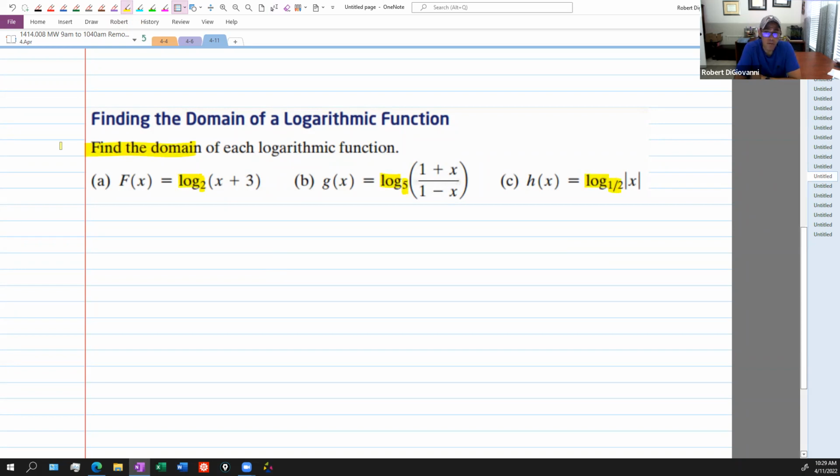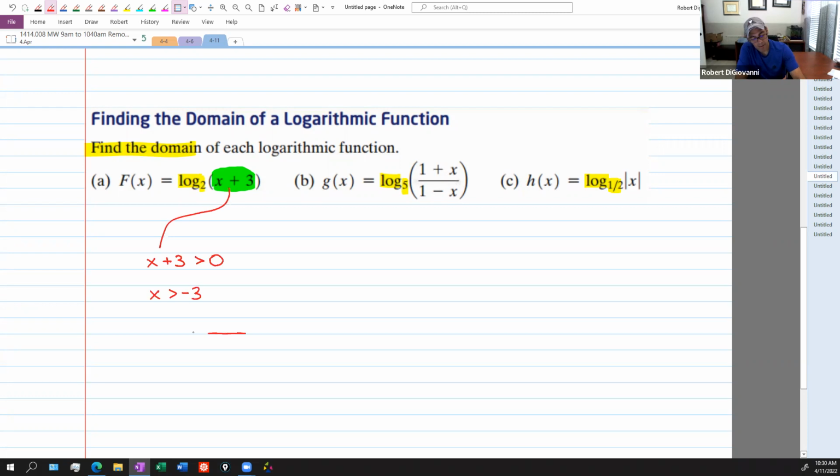Now, we have to be careful because, what I just said, you can only plug positives into logs, right? You can't have 0, you can't have a negative, which means when I look at this part A, I need to make sure that x plus 3 is never 0 and never negative, which means that the x plus 3 must be bigger than 0, right? So just move your 3 to the other side, subtract 3 on both sides. So x must be bigger than -3.